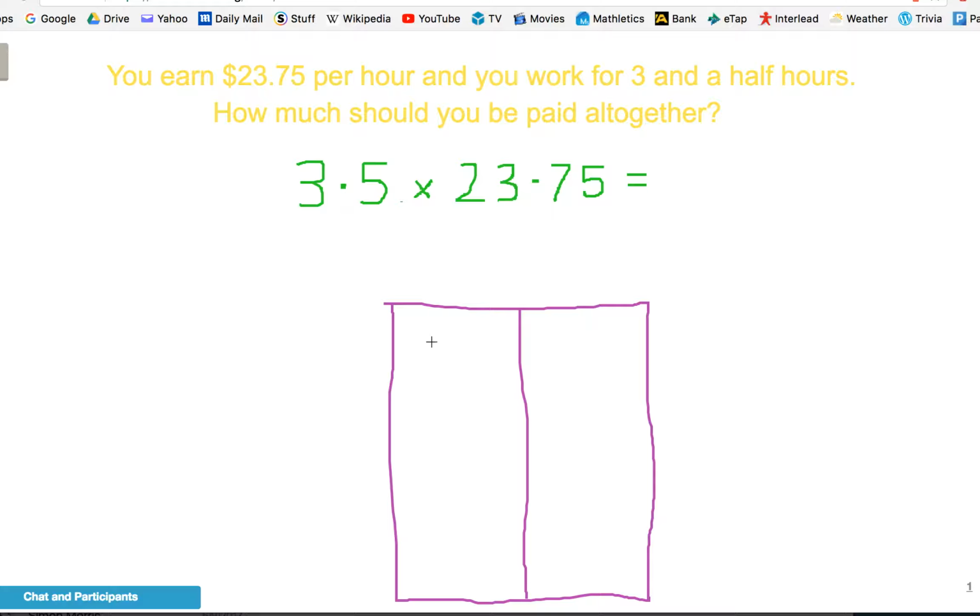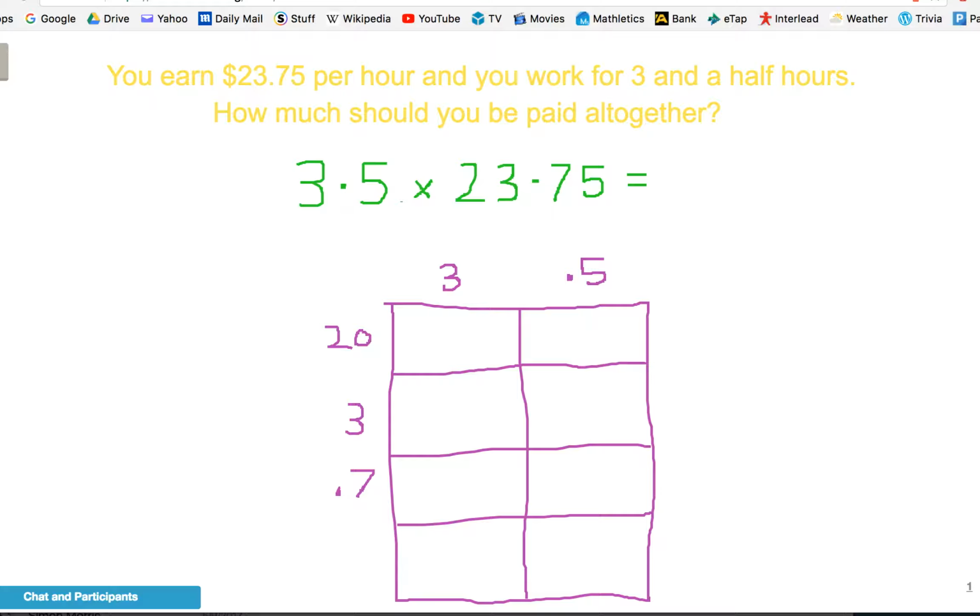In this case, you're going to need 2 columns for 3.5. You're actually going to need 4 rows for 20, 3, 0.7 and 0.05. So we pop all those in. 3 and 0.5, 20, 3, 0.7 and 0.05. Remembering that it's 0.05 and not 0.5.